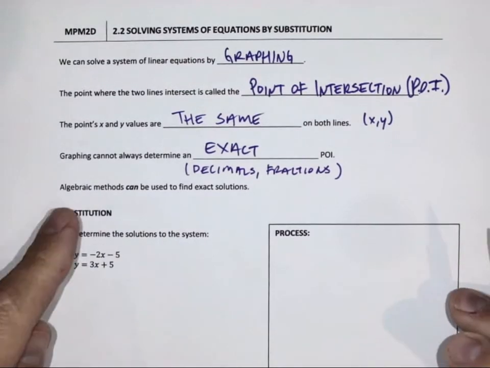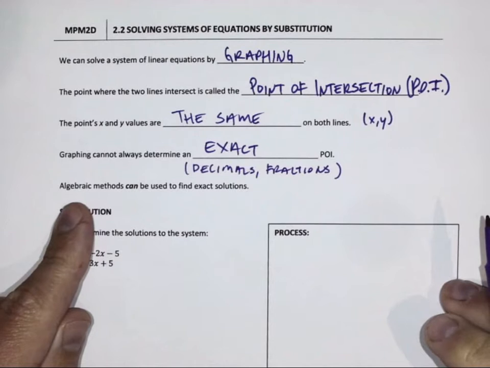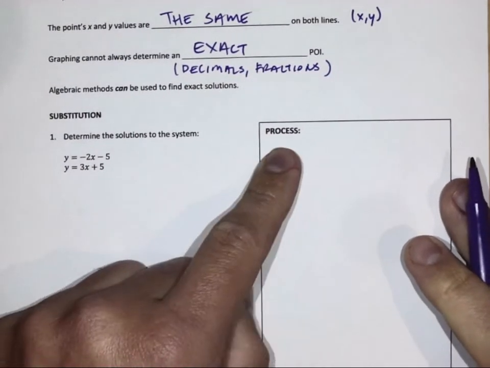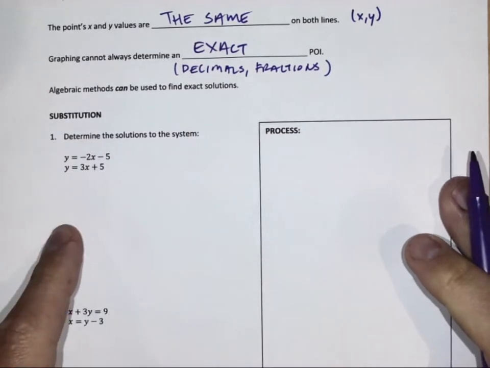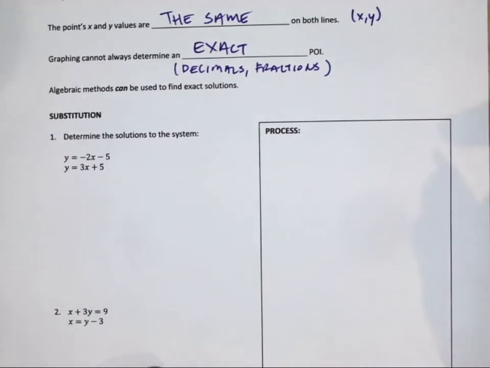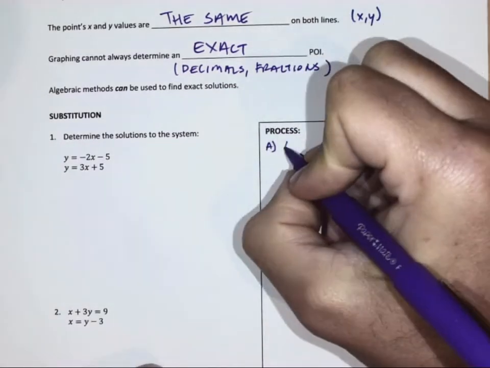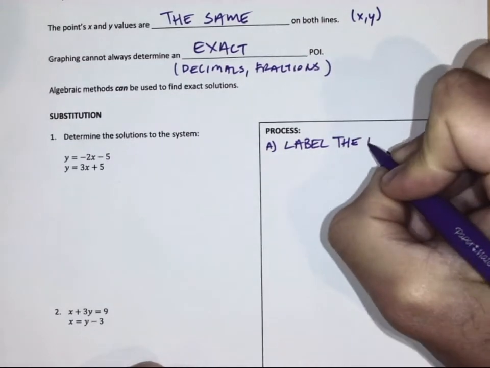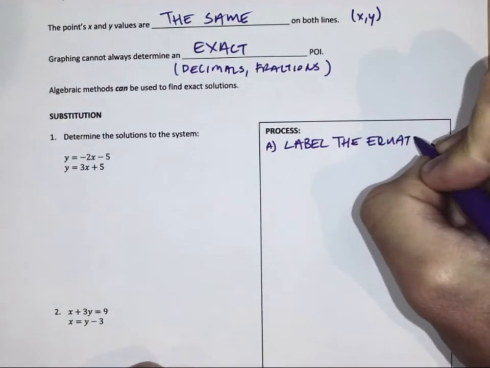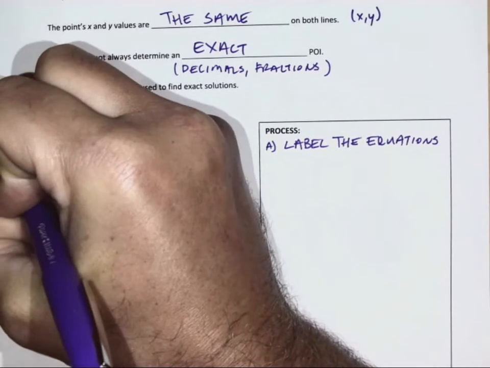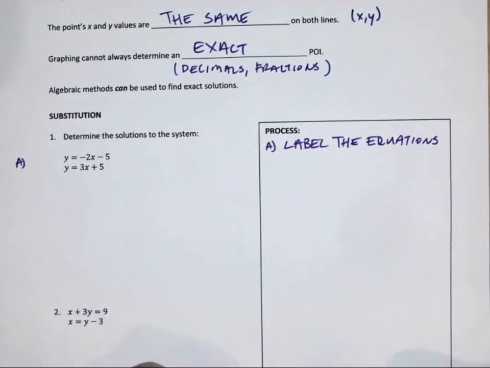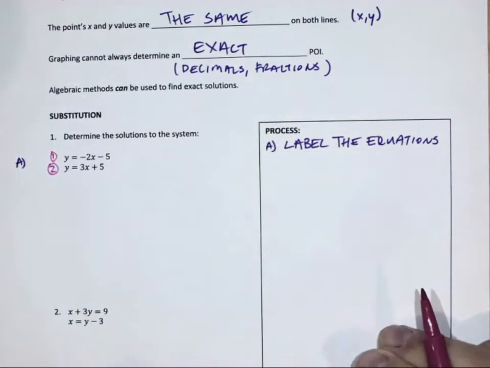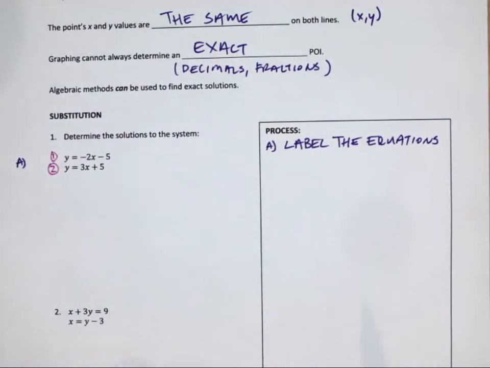When we can't graph, we can use different algebraic methods to find an exact solution. So let's look at an example. I'm going to give you the steps. We're going to go over one, and then we'll go from there. First part, we're going to label the equations or the relations. I'm going to call one equation 1, equation 2.